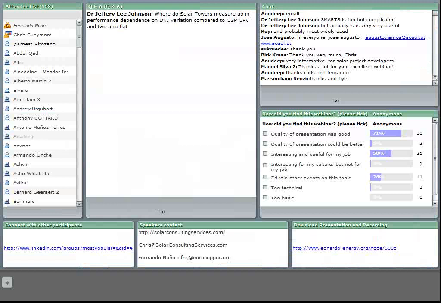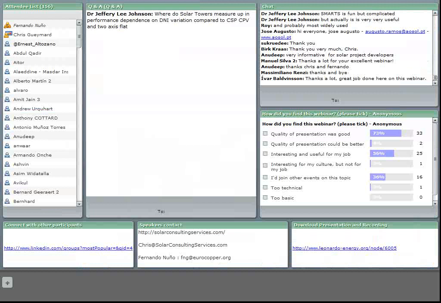So, where do solar towers measure up in performance dependence on DNI variation compared to CSP, CPV, and two-axis flats? Chris, hope the question is clear. You can go ahead. I think from the question that it has nothing to do with the solar resource. Solar towers use DNI and CPV or CSP also use DNI. The difference would be between, and again, concentrating on the solar resource aspect of things, there are obviously technological aspects of that which are completely different. From the solar resource perspective, the DNI is completely used by solar towers or two-axis trackers in general.